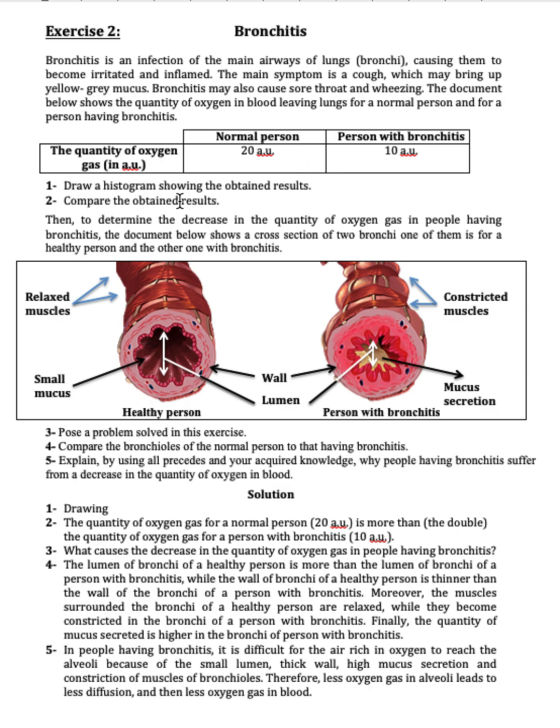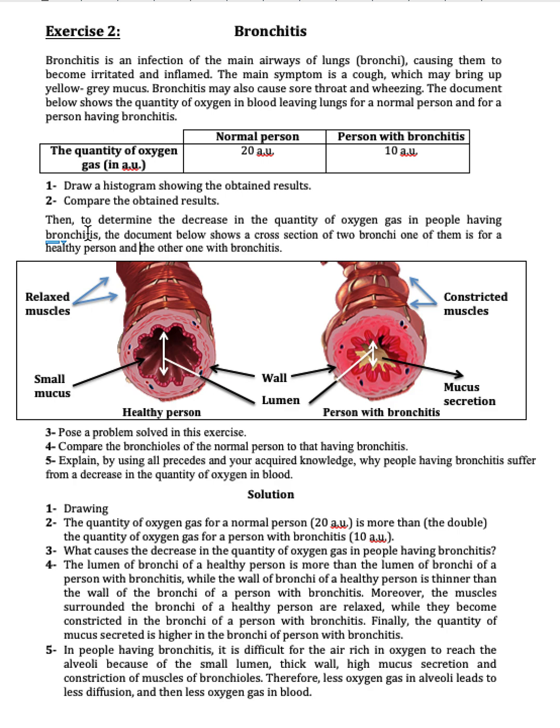Question 2, compare the obtained results. The quantity of oxygen gas in blood leaving the lungs for a normal person is 20 AU, which is the double of the quantity of oxygen gas in the blood leaving the lungs of a person with bronchitis, between parentheses 10 AU. Don't forget to put 20 AU. So this is the comparison. It's very easy. Let's continue.